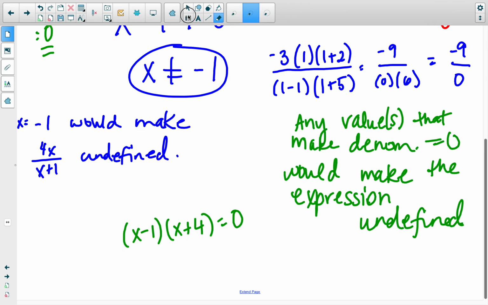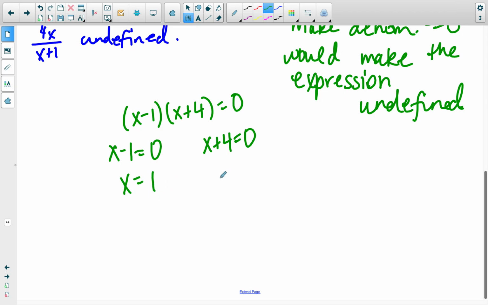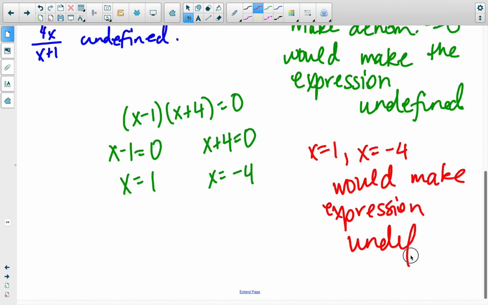If we have something in factored form and we're setting it equal to 0, then we can set each factor equal to 0, okay? So meaning 1 and -4 are the two values that would make our denominator equal 0. So x equals 1, x equals -4 would make the expression undefined. Okay?